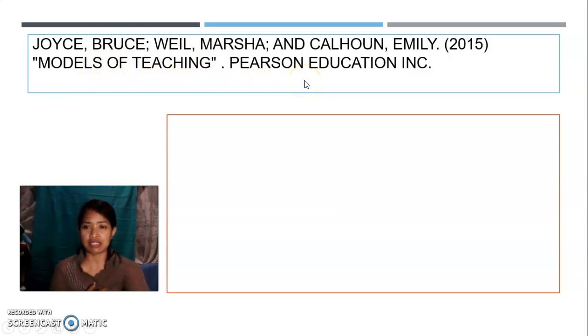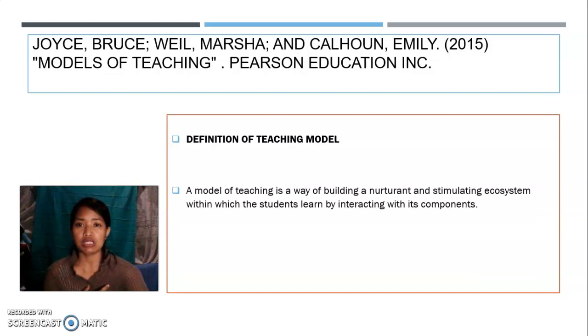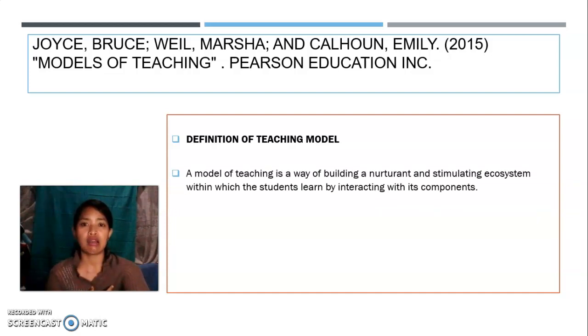in 2015. So let's move on to the definition of teaching models, derived from the definition of the word teaching, which means the environment to facilitate the teaching and learning process. Models of teaching is defined as a way of building a nurturing and stimulating ecosystem within which the student learns by interacting with its components.